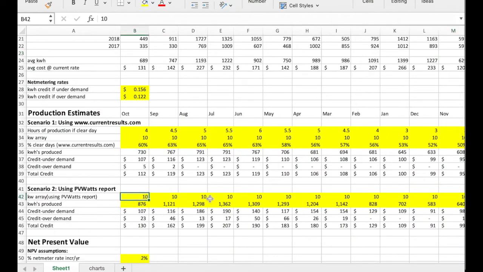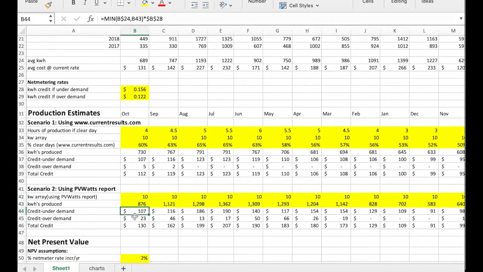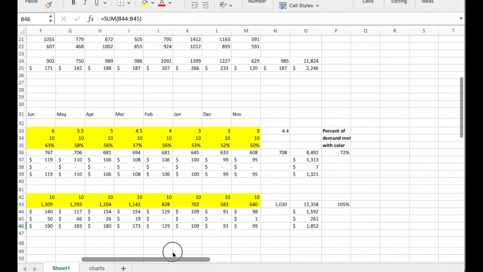This first row, by the way, is just for reference. It's not used for the calculations below, but you want to put in the results from the PV Watts website into this row here by month, and then you'll see the calculations determined here based on your savings, and then any kind of additional savings based on overproduction, and then a total credit. So in this, you'll notice that the PV Watts is a little more optimistic than the current results.